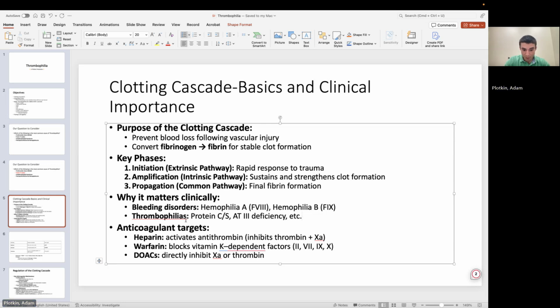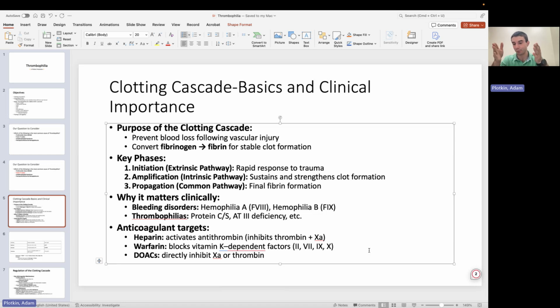Very bad. So there are certain anticoagulant targets that we commonly will approach with management. Heparin is going to activate antithrombin 3. Antithrombin will inhibit thrombin and factor X, which I'm going to show you in the next slide. Warfarin is going to block vitamin K dependent factors. So those are 2, 7, 9, and 10. Warfarin also blocks protein C and S. So remember warfarin's job.